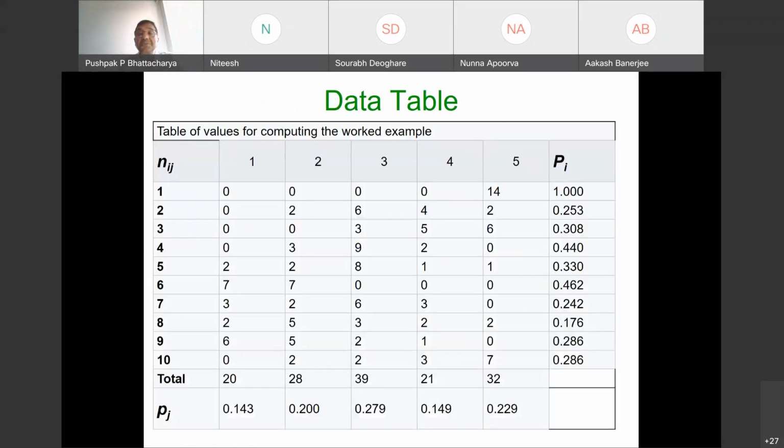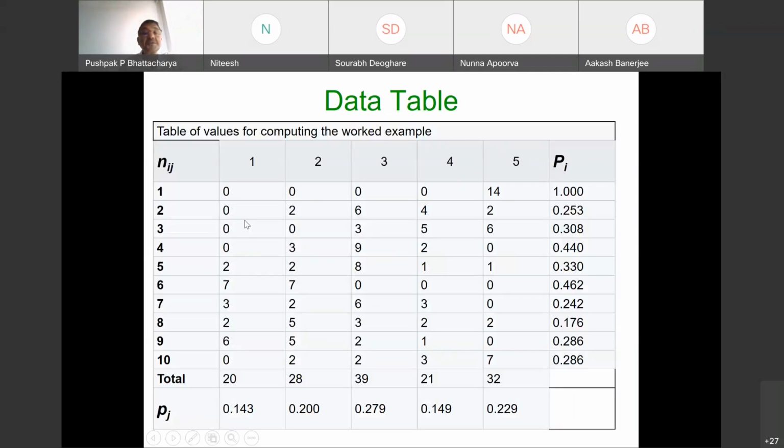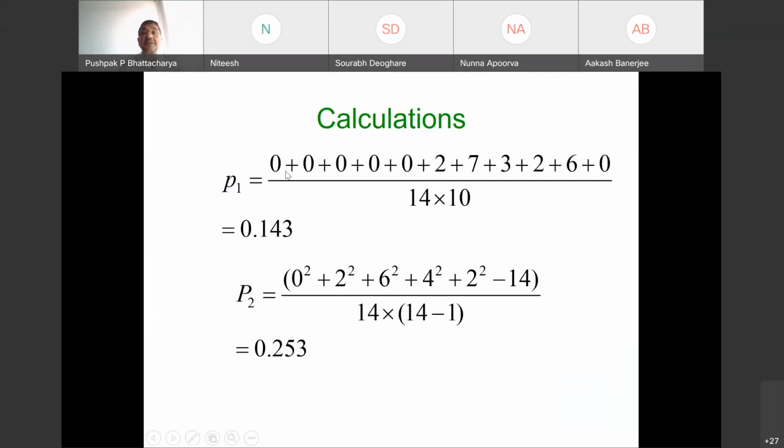So when we do this computation, we form these capital Pi's, which are row operations, and then small pj's, which are column operations. From these, we can obtain, for example, small p1. Small p1 is this column, which comes out to be 0.143. How does it come out to be 0.143? You take these values, sum them up, and divide by capital N into small n, the number of data points into the number of raters. So this is equal to 0.143.